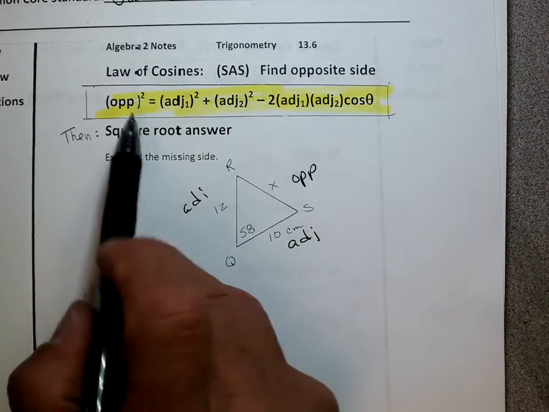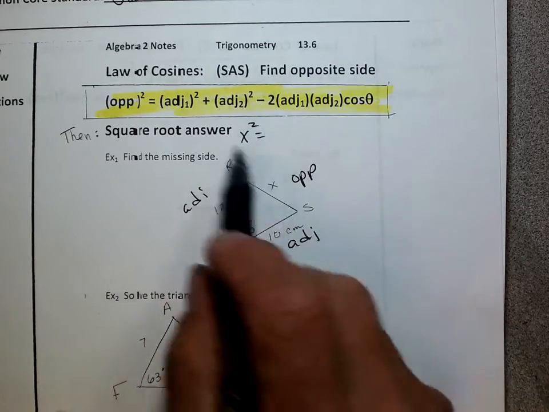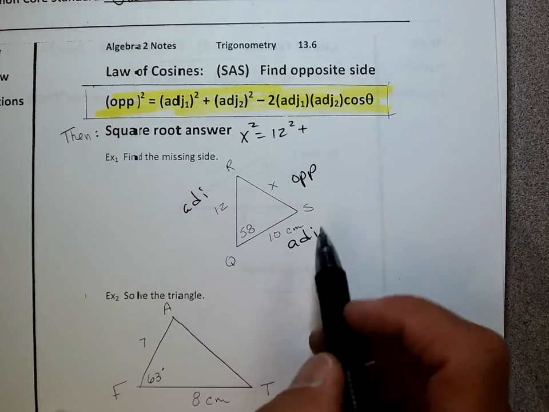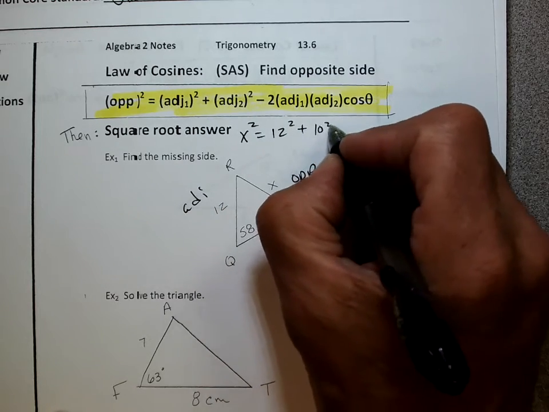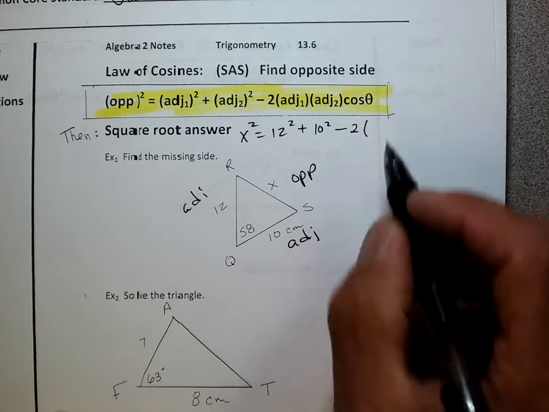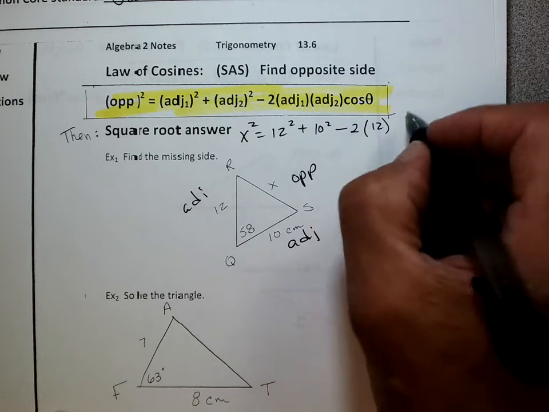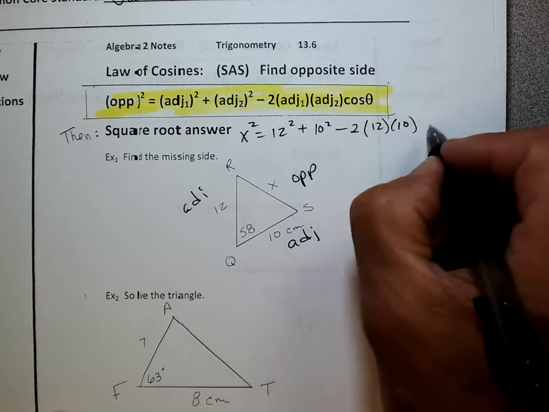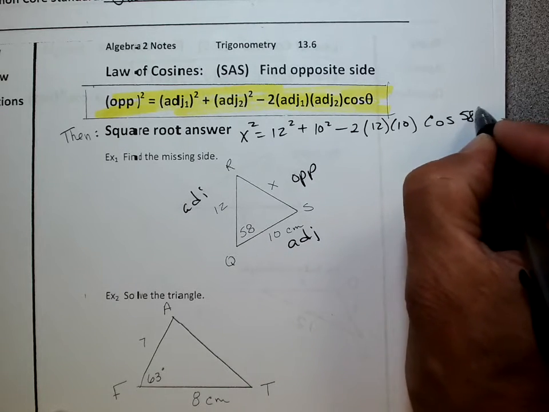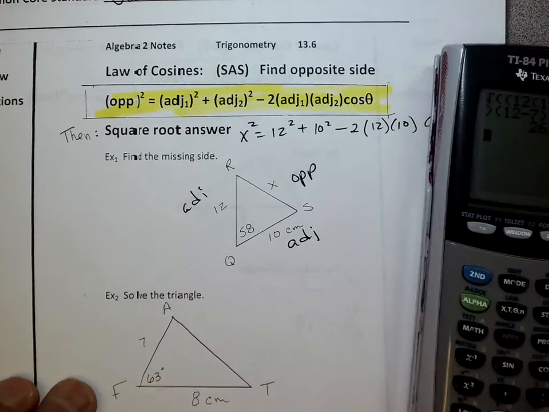So we'll go opposite squared, which is x squared, equals adjacent squared, which is my 12 squared, plus my other adjacent squared, which is my 10 squared, minus 2 times my adjacent, which is my 12, times my other adjacent, which is my 10, times the cosine of my angle, which is 58 degrees. Okay, so I'm just going to put that in my calculator, and I should be able to get an answer.